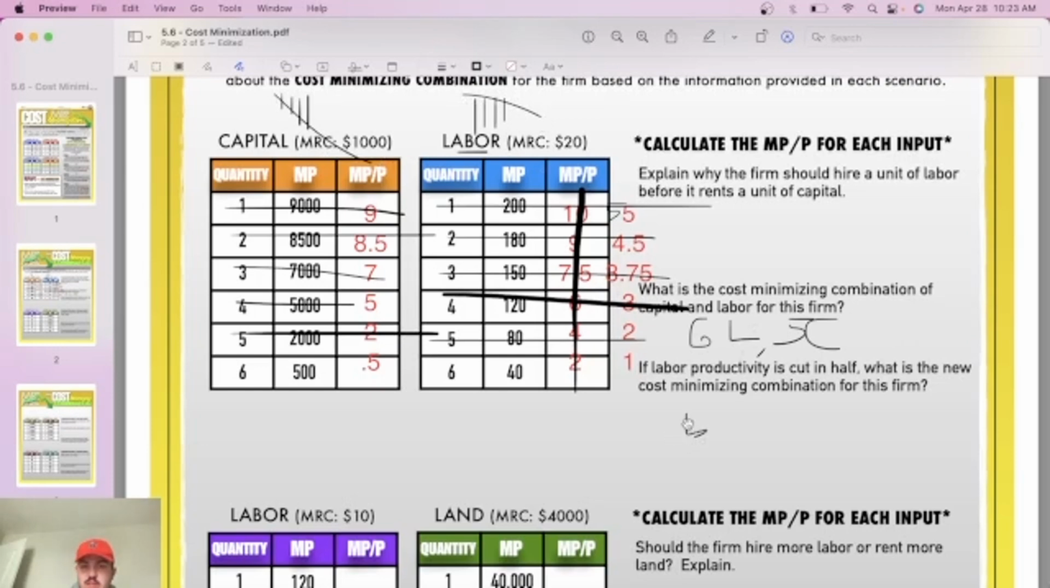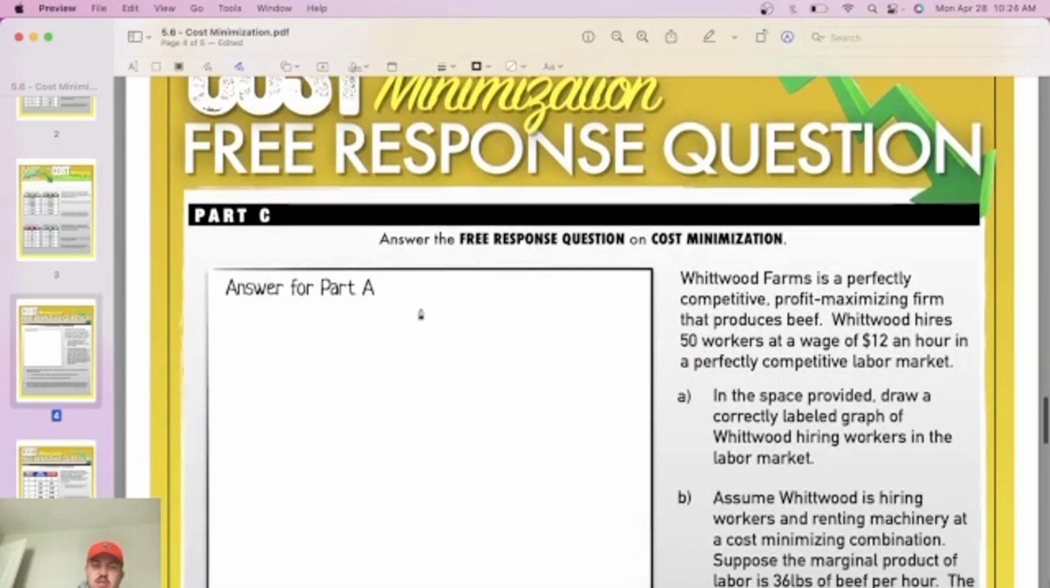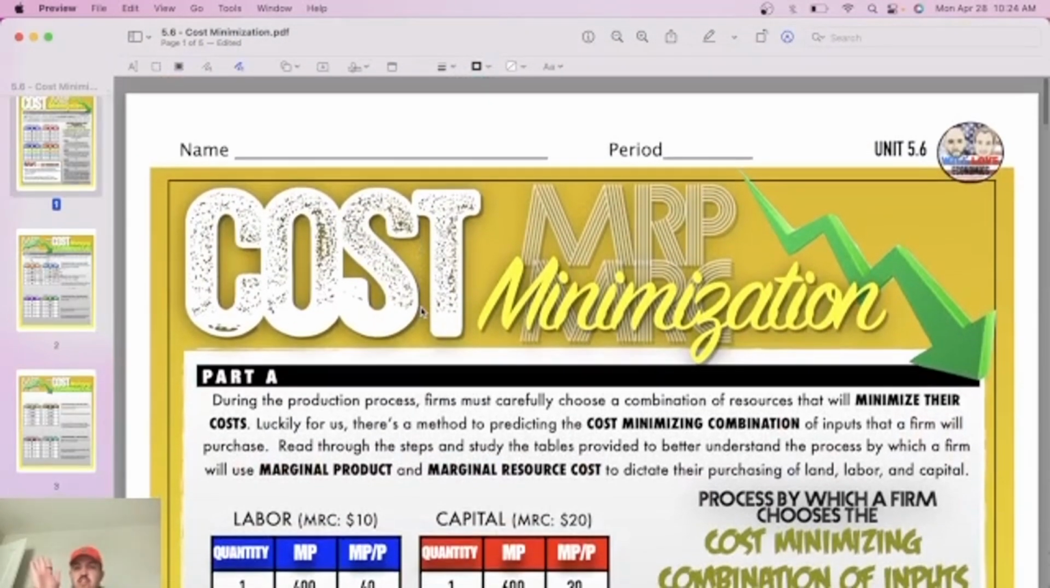So 5 of each. You can do the same thing for this one. You're going to notice that you don't have this part C and part D on there. That's because I didn't include it. So that's all you need to know for 5.5 and 5.6.